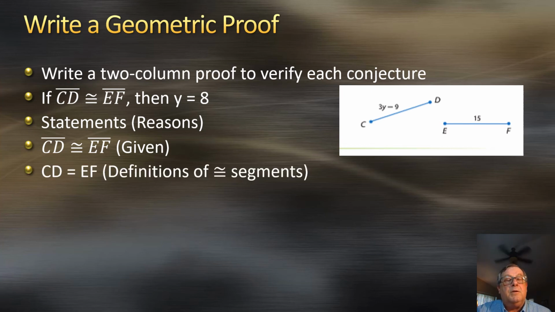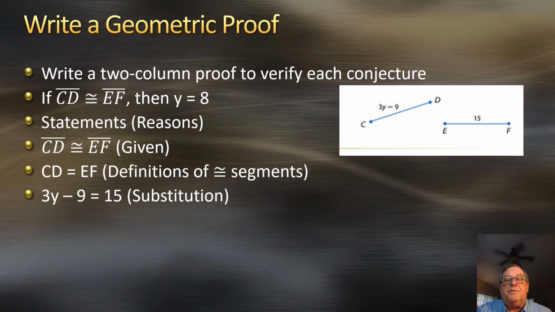Now, notice again, I went from a congruency statement to an equality statement so that CD is equal to EF. And that's the definition of congruent. And again, this time we're talking about segments. Last time we talked about angles. This is the definition of congruent segments. Now, 3y minus 9 equals 15. And what we did there is substitute. We're told right here that CD is equal to 3y minus 9 and EF is equal to 15. And we just substituted that in for CD and EF.